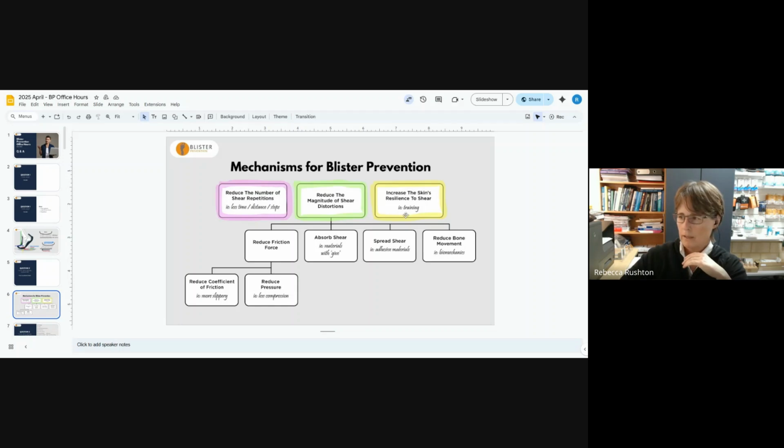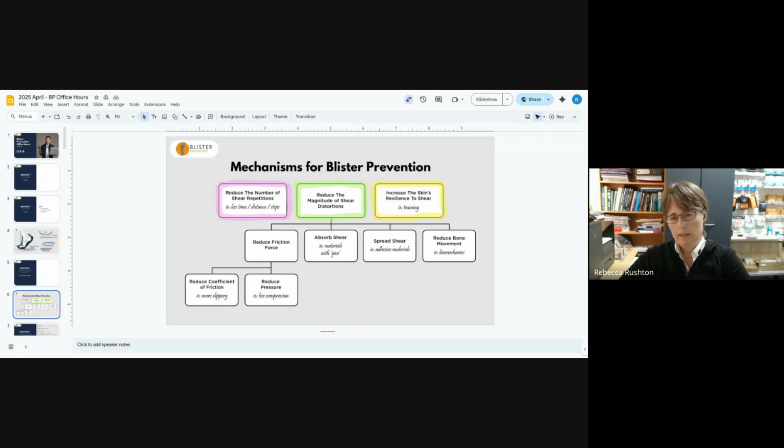On the far right in the yellow, we can increase the skin's resilience to shear. What that basically means is becoming familiar with the activity and the footwear. So breaking in your shoes, gradually increasing the distance that you walk or run so that the skin has time to adapt. It physically changes to become more resilient to shear. It's important to maximize this, but to also know that it can only go so far.